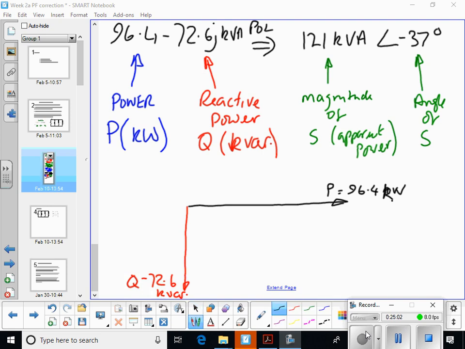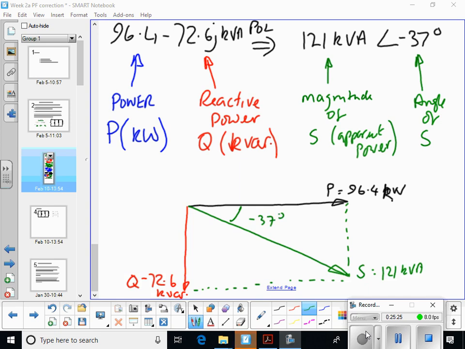And then when you complete the parallelogram, Z goes in there, S goes in there, and that's 121 kVA and that angle in there is minus 37 degrees.